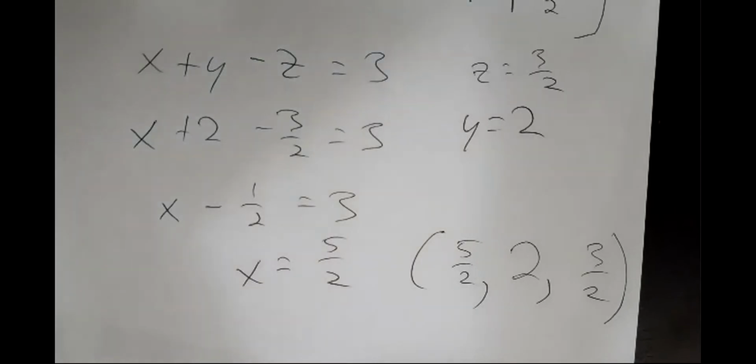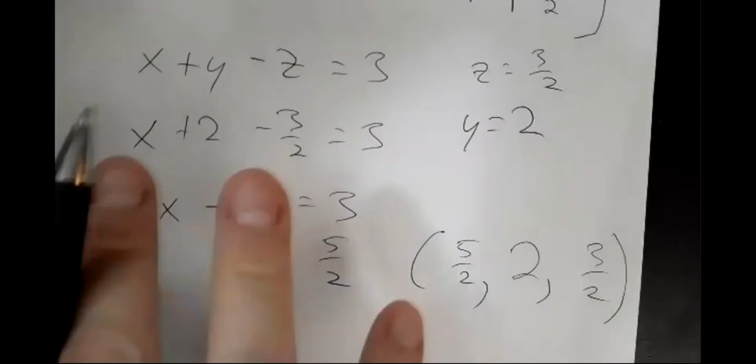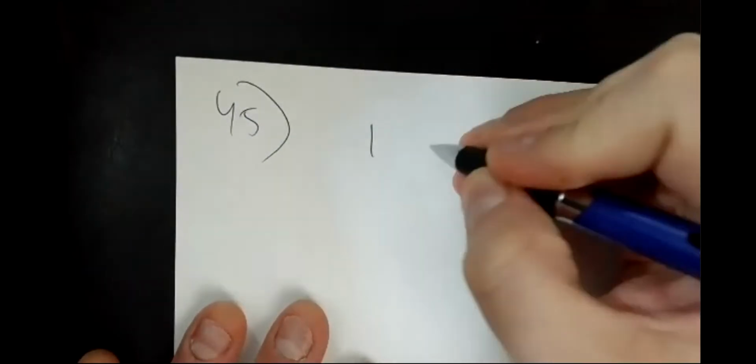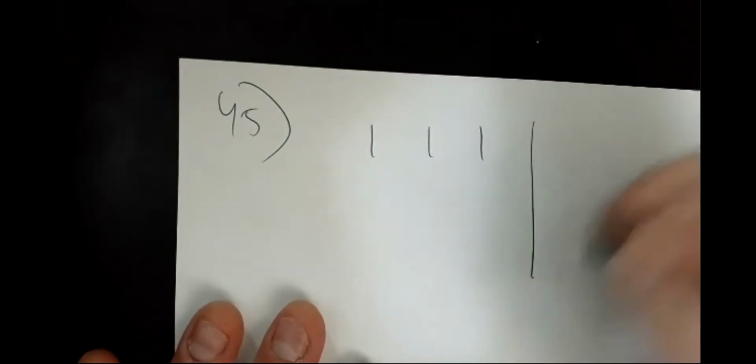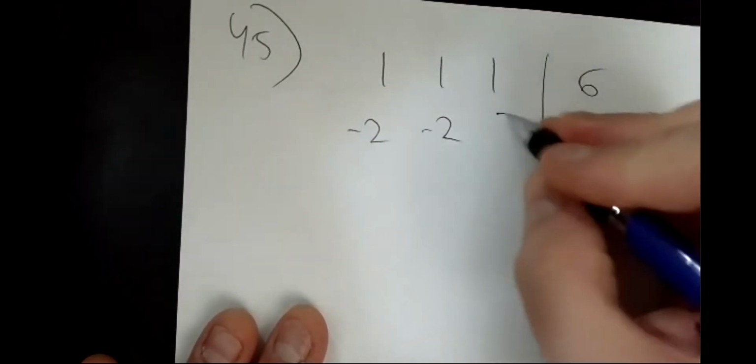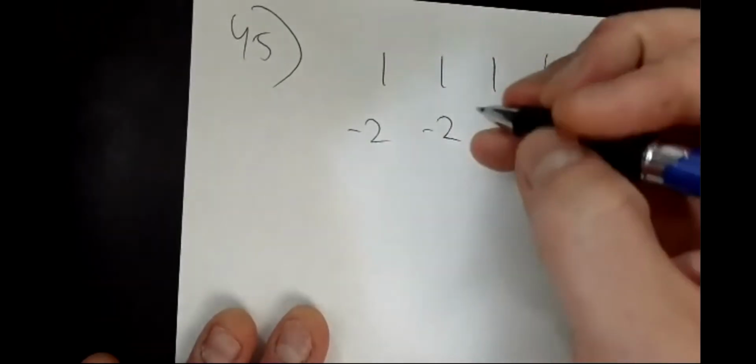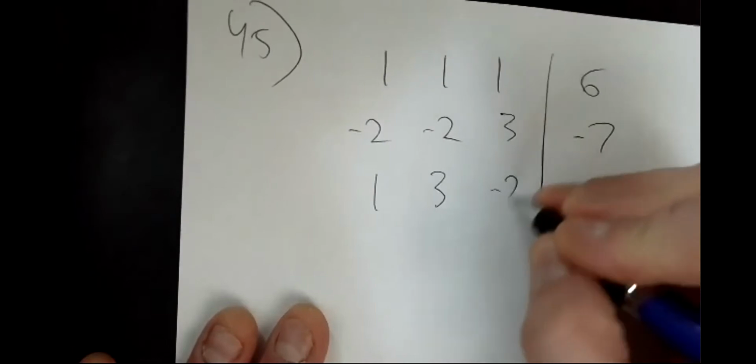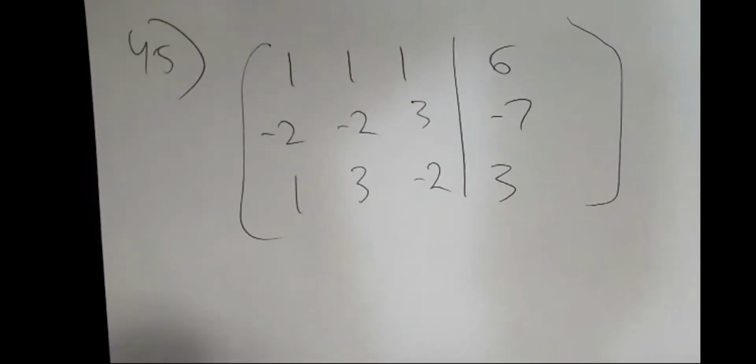Did y'all start on 45? A few people did. All right, so your matrix on 45: 1, 1, 1, 6; -2, -2, -7; 1, 3, -2, 3.